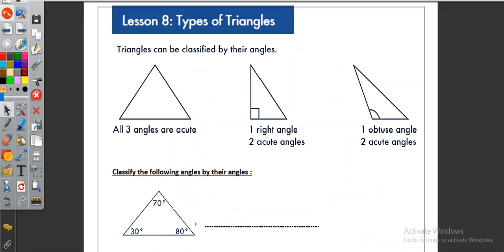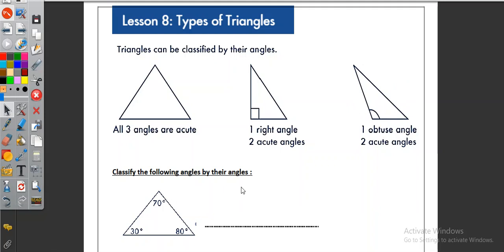So triangles. Triangles can be classified by their angles. All three angles are acute, so we call it an acute triangle. One right angle, so we call it a right triangle. This angle and this angle are acute, so the one which is different is this one, so it's called a right triangle. What about this one? Here it is acute, and the different one is obtuse, so we call this an obtuse triangle.